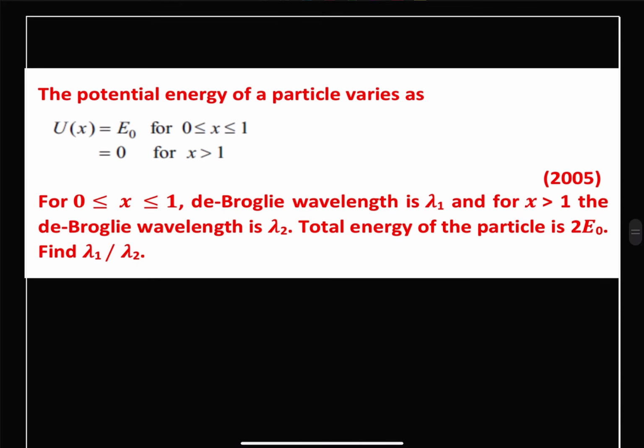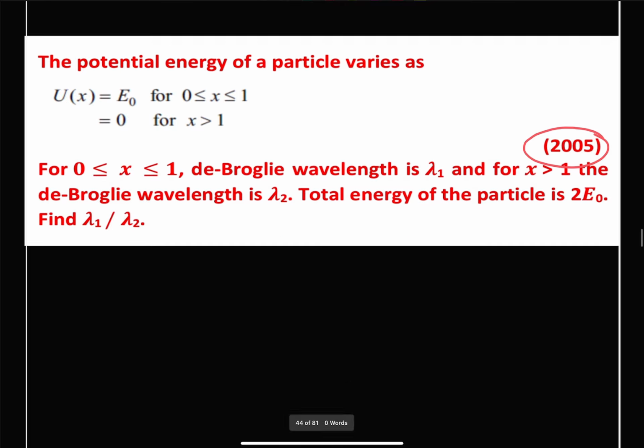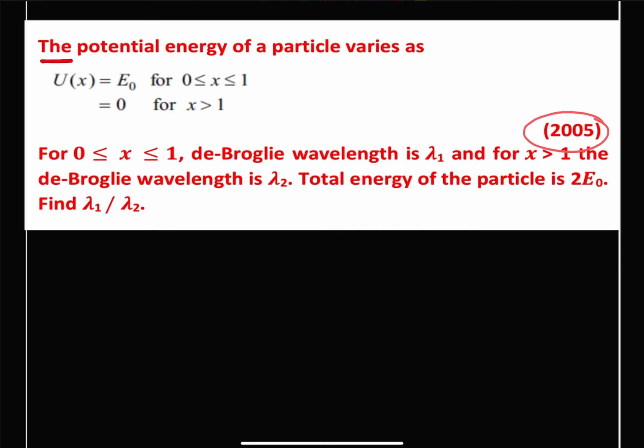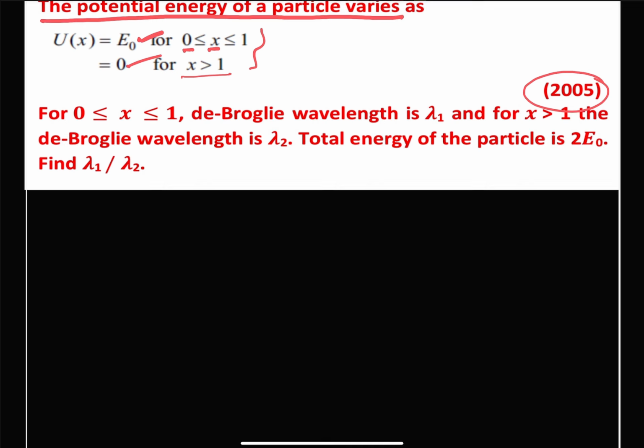It was also asked in the year 2005, and it states that the potential energy of a particle varies by the equation, which states that when x is between 0 and 1, the energy is E naught, and when x is greater than 1, the potential energy is 0. Between 0 and 1, the de-Broglie wavelength is lambda 1, and for x greater than 1, the de-Broglie wavelength is lambda 2. The total energy of the particle is 2 times E naught. Find lambda 1 upon lambda 2.